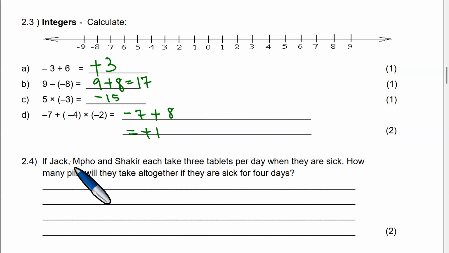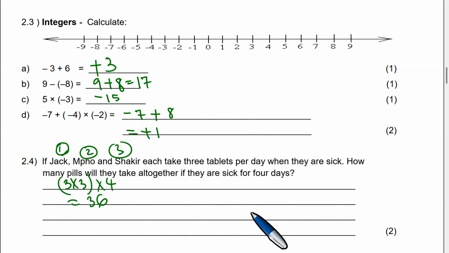24. Right, so obviously we are dealing with 1, 2, 3 people. We're dealing with Jack and Paul and Shakir. Each take 3 tablets when they're sick. How many pills did they take altogether if they're sick for 4 days? So there are 3 people, and each one takes 3 tablets, but for 4 days. So the answer is 36. Because 3 times 3 is 9 by 4 is 36.